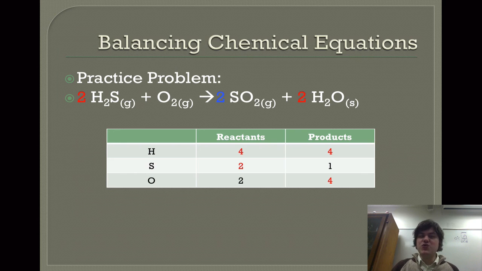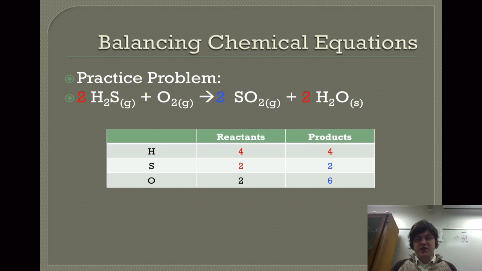I'm choosing to use a new color here. We're going to put a 2 in front of the sulfur dioxide because it's affecting multiple things on the product side, and I want it to be clear what changes. By placing the coefficient of 2 in front of sulfur dioxide, the sulfur on the product side changes to 2, and the oxygen changes to 6. Now we have hydrogen balanced, 4 and 4. We have sulfur balanced, 2 and 2. Oxygen is the only thing that we need to fix. There are 6 on the product side and 2 on the reactant side.